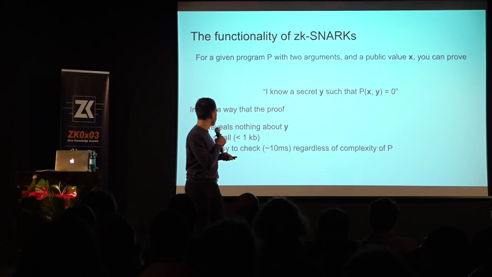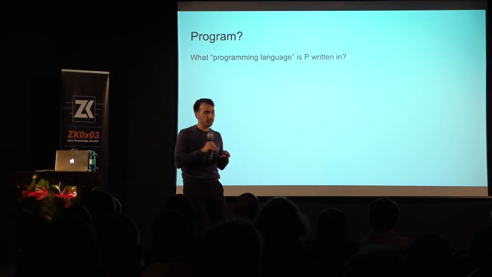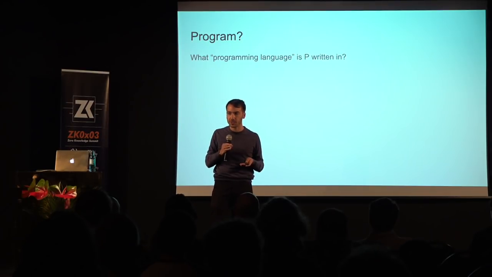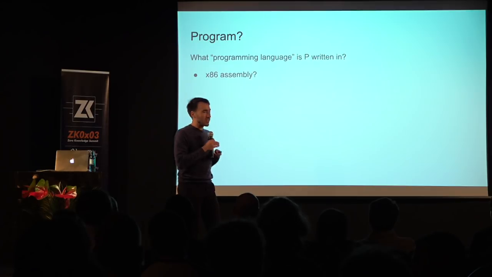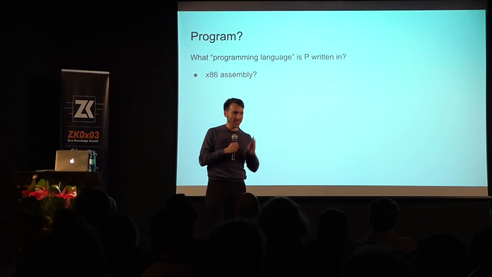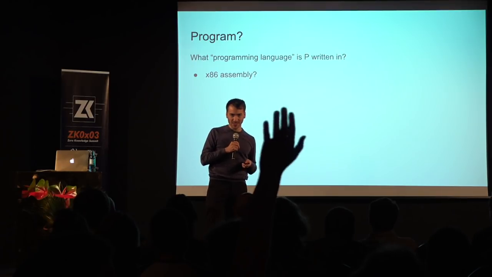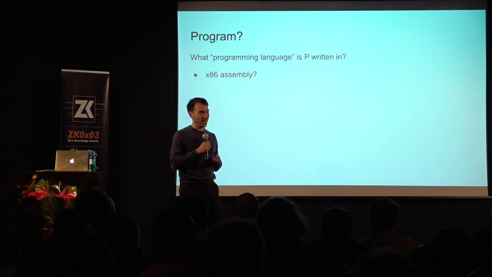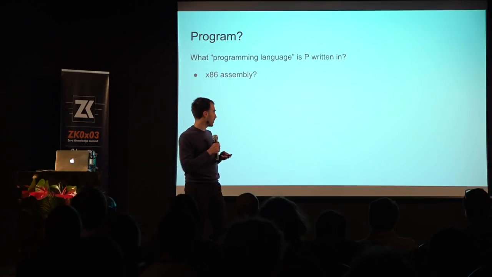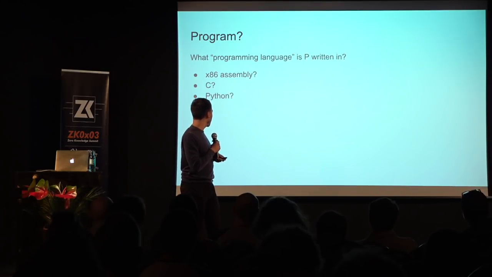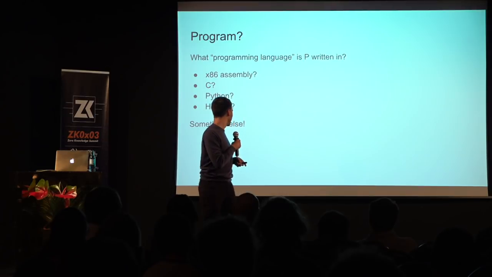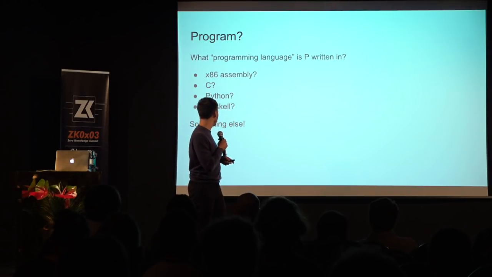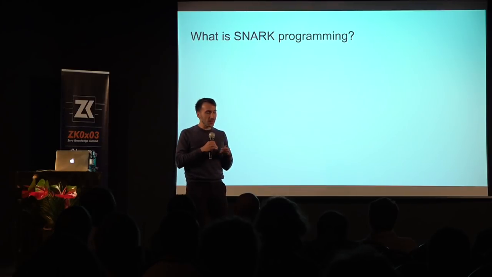So then, what we said here: program P. Well, it's a program. What programming language is it written in? A program means a program in some programming language. Maybe it's x86 assembly. Who thinks it's x86 assembly? Anyone? Ah, yes. Well, perhaps on some level. C, maybe. Python? No, I don't think so. Haskell? No, it's not Haskell either. It's actually something else. What is that something else?